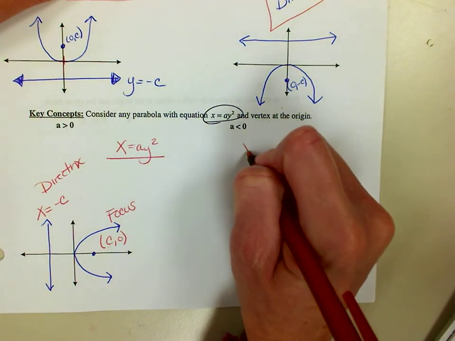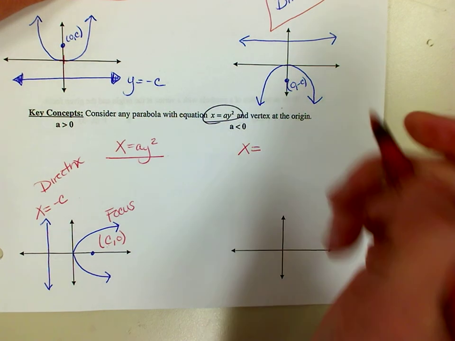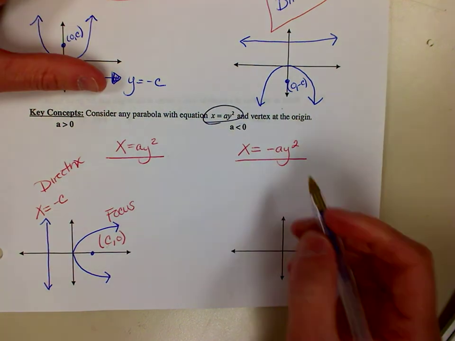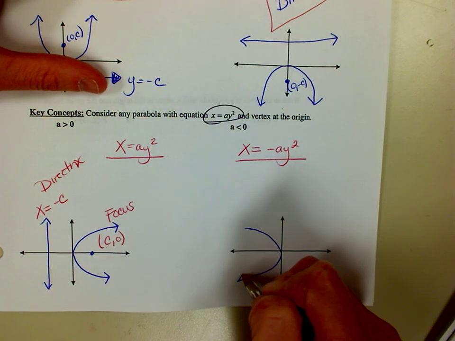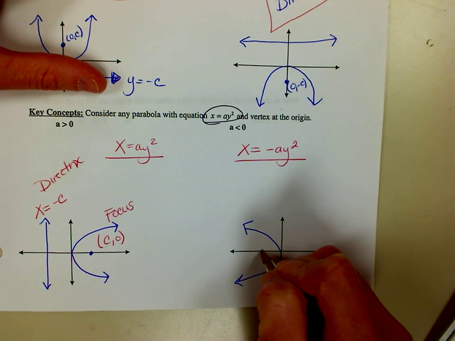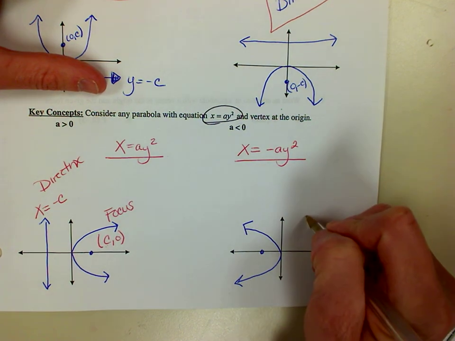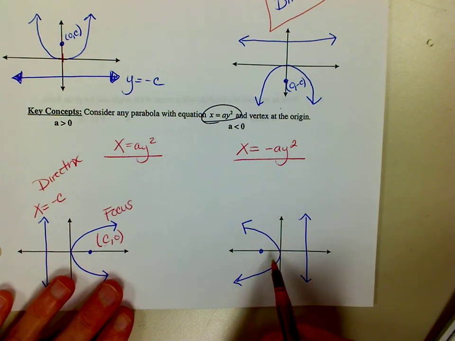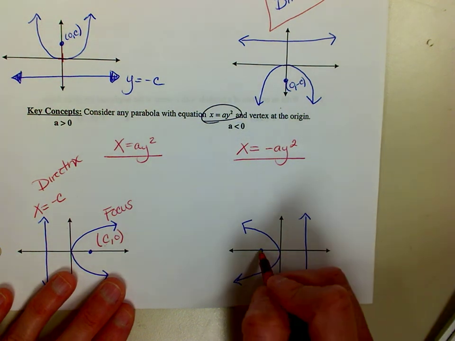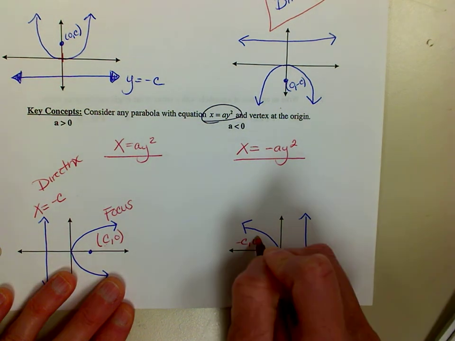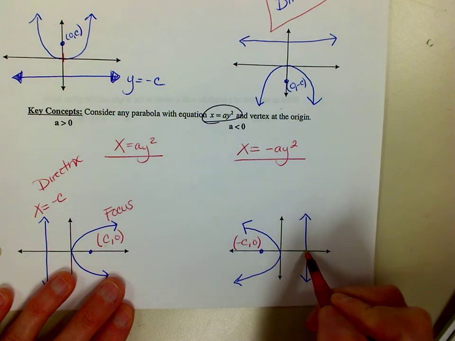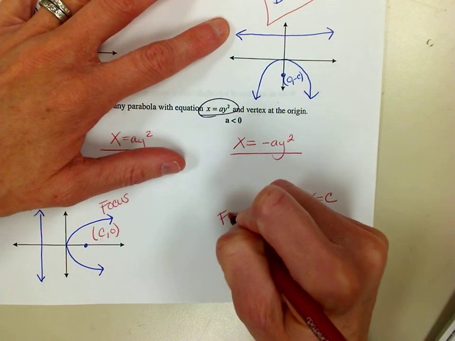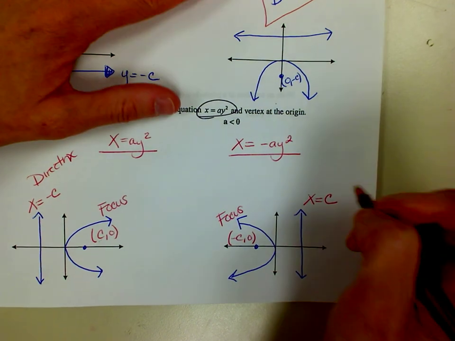Okay, the next equation, this time A is less than 0, so negative A y squared. So this time it's going to open to the left. Focus is on the inside, directrix is on the outside. So the focus is on the x-axis on the negative side, so the focus is negative C, 0. The directrix is on the positive x side. So this is the focus, and this is the directrix.